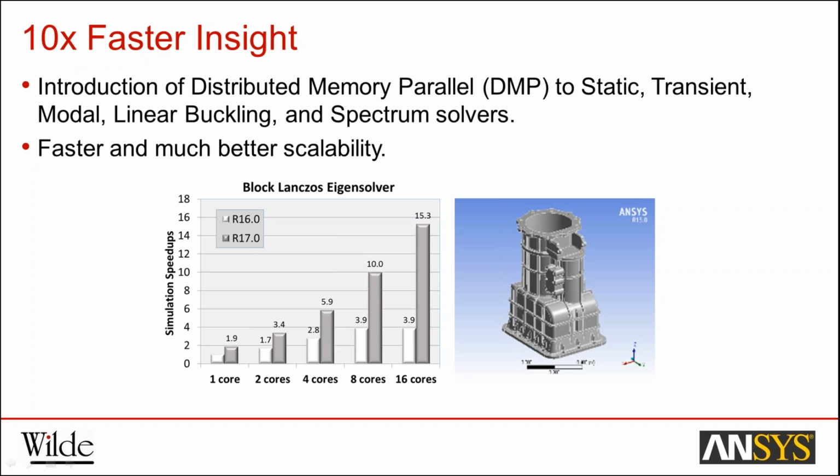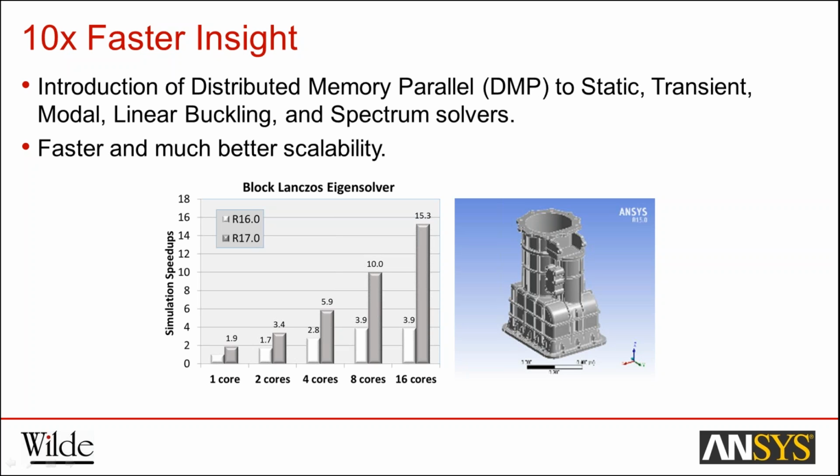So we can see at 1 and 2 cores, version 17 is almost twice as fast as version 16. And we can see at 4, 8 and 16 cores as well. We can also see that version 16 doesn't scale particularly well, whereas version 17 now scales a lot better and is significantly faster than version 16.